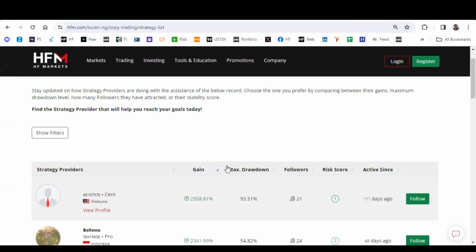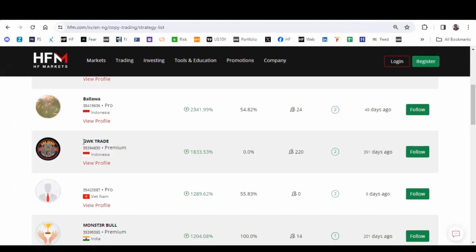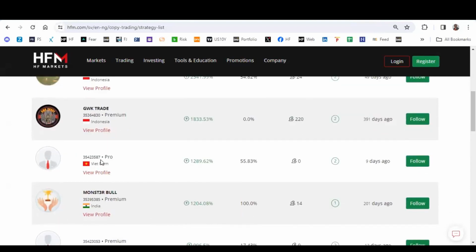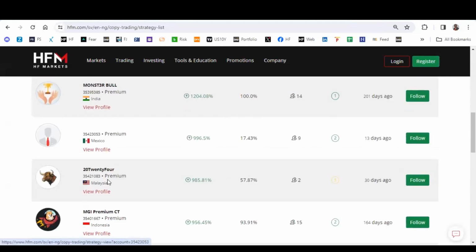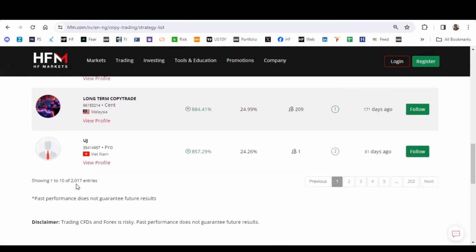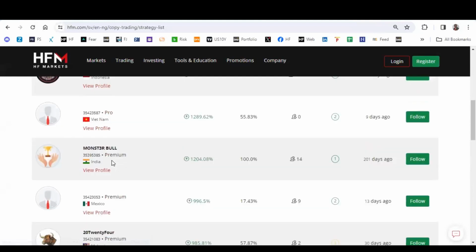Now, right here, the different traders on the platform, you can see their names, all across different countries: Malaysia, Indonesia, Vietnam, India, Mexico, and on and on. Right now, we have over 2,000 traders on the platform. There are different names really, and it goes on and on.